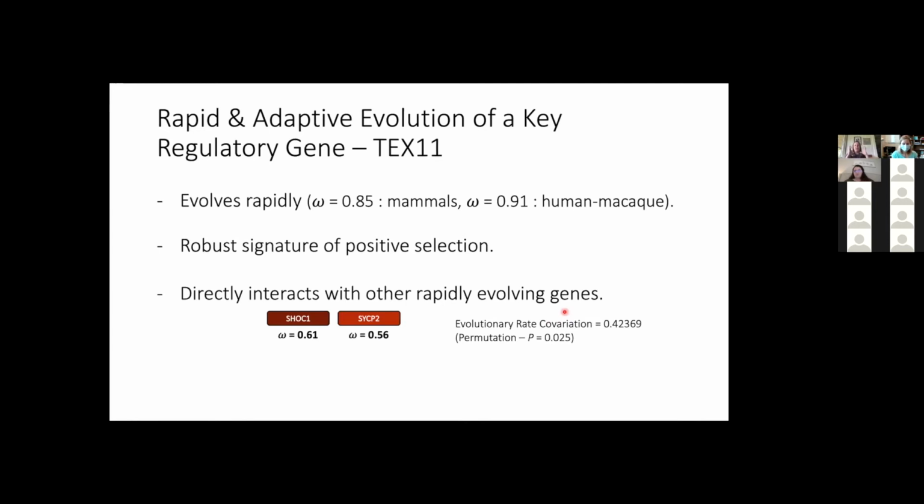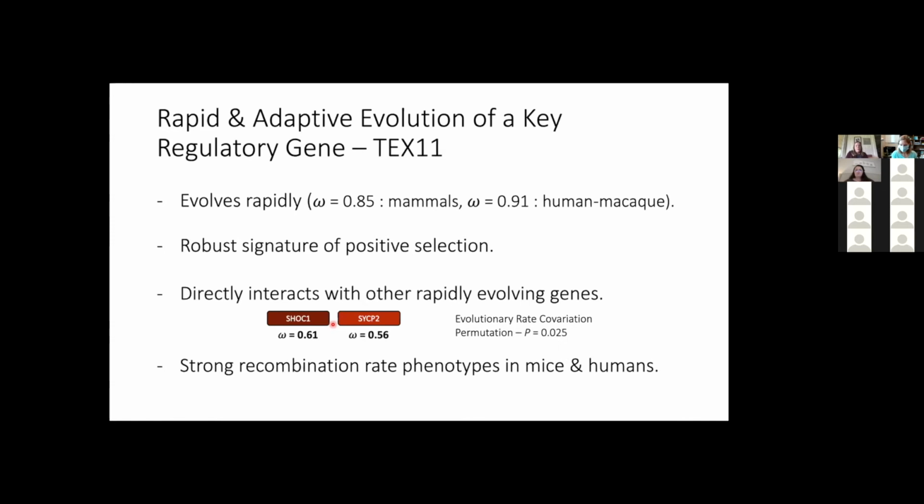In other words, when we mapped evolutionary rate onto the phylogeny, we found that on the branches of the phylogeny where TEX11 is evolving most rapidly, SHOC1 and SYCP2 were also evolving most rapidly. And conversely, when TEX11 was evolving slowly, these genes were also evolving slowly, which is consistent with the idea that these are really interacting highly with each other. And also, TEX11 shows strong recombination rate phenotypes in mice and humans. So variation in TEX11 has been associated with variation in recombination rate in humans and in mice.